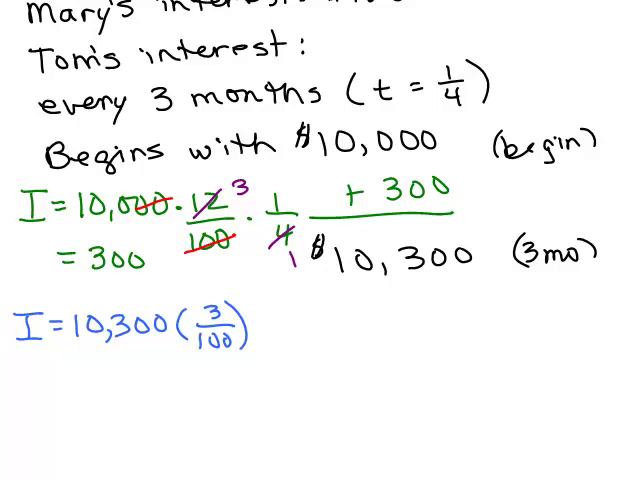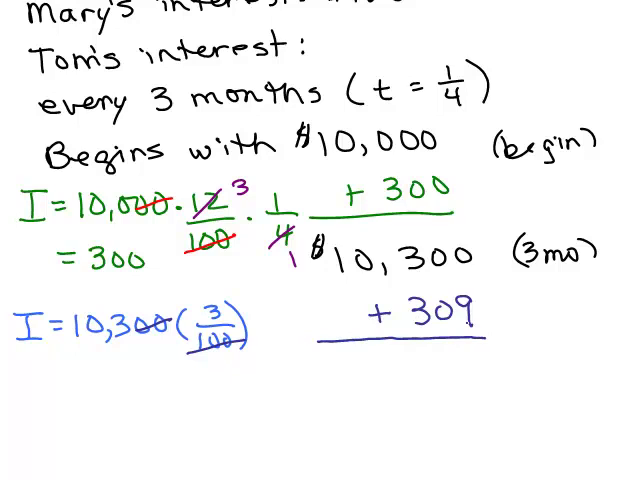Again, this is simple enough arithmetic. That 100 cancels those 3's, and I have 103 times 3. If you want to use a calculator, go ahead. I'm just being lazy about getting out my calculator. 103 times 3 is what? $309. Check it out. The first 3 months he only made $300 in interest, but by compounding more often, he now made an extra $9 in interest over what Mary made.